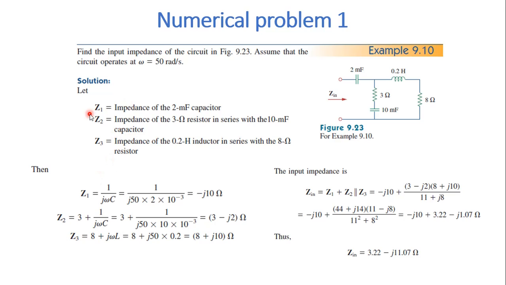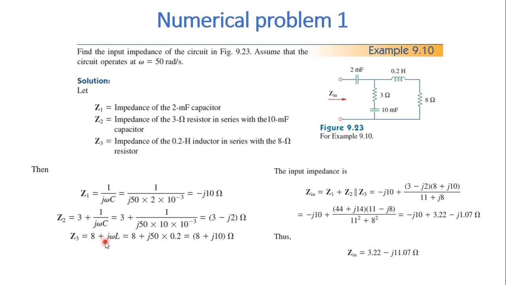Now let us start with Z1. Z1 is the 2 millifarad capacitor. Z1 for a capacitor is 1 by j omega C. So substitute the value of omega and C and calculate the value of Z1. Next is Z2. Z2 is the 3 ohm resistor in series with a 10 millifarad capacitor. So impedance for a resistor is Z equal to R. So 3 plus, for a capacitor it is 1 by j omega C. Again substitute the value of omega and C and simplify this, we'll get Z2.